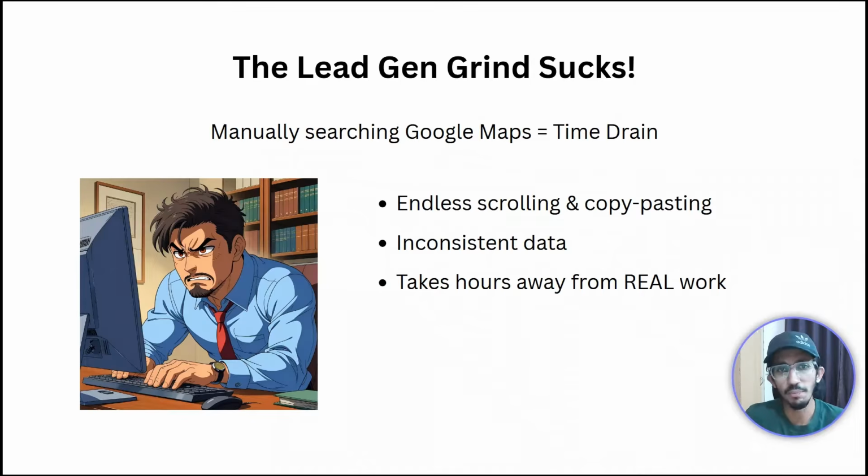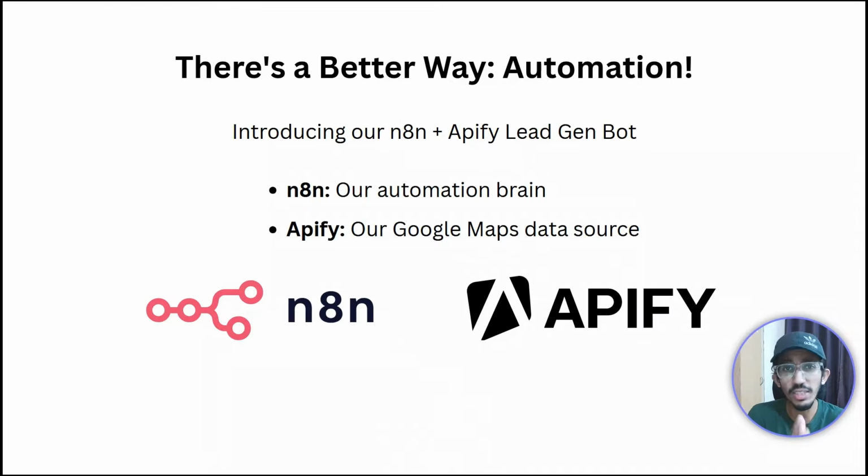Alright, let's be real. The lead generation grind, especially when it involves manually scraping Google Maps, absolutely sucks. You are stuck in this endless loop of scrolling, clicking, copy-pasting. The data you get can be inconsistent, and worst of all, it takes hours away from the real work you should be doing, which is talking to clients, closing deals, strategic thinking. It's a massive time drain, and frankly, it's not the best use of your skills. But guess what? There is a better way, and that is automation.